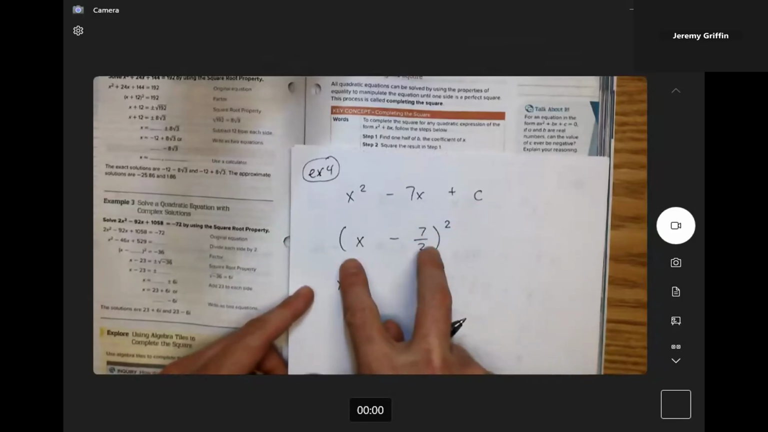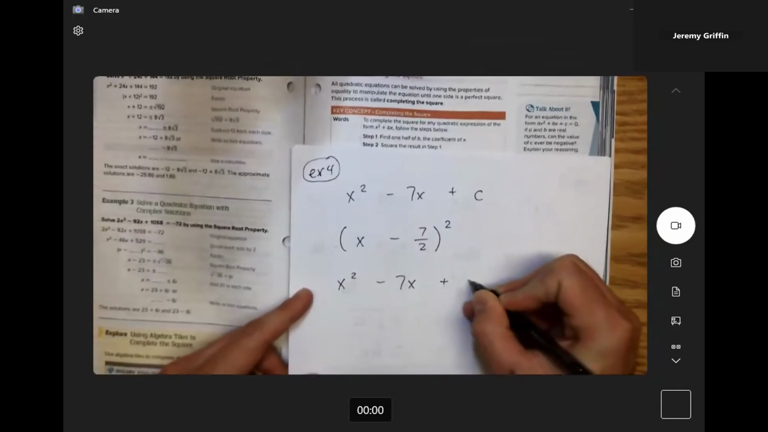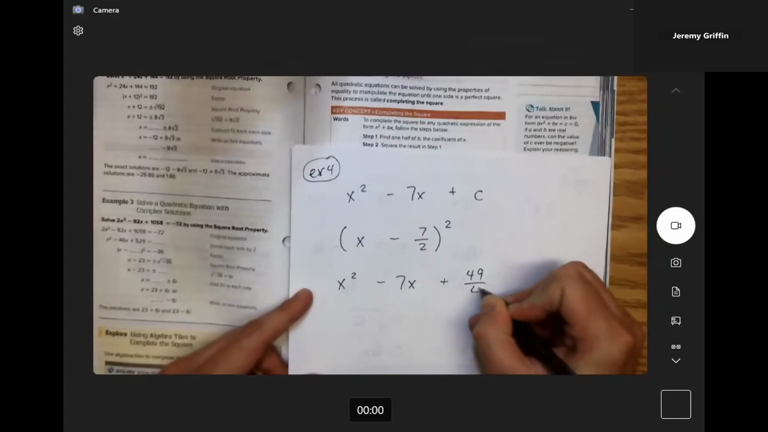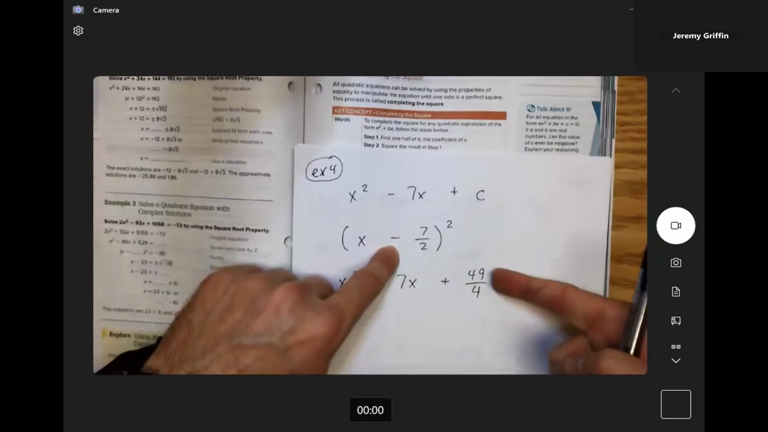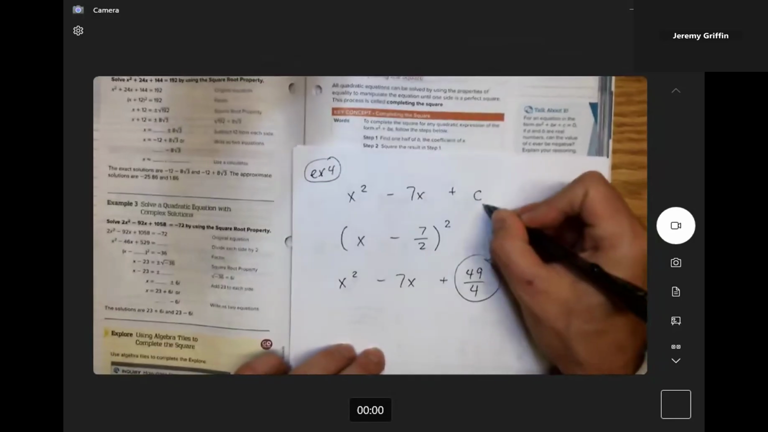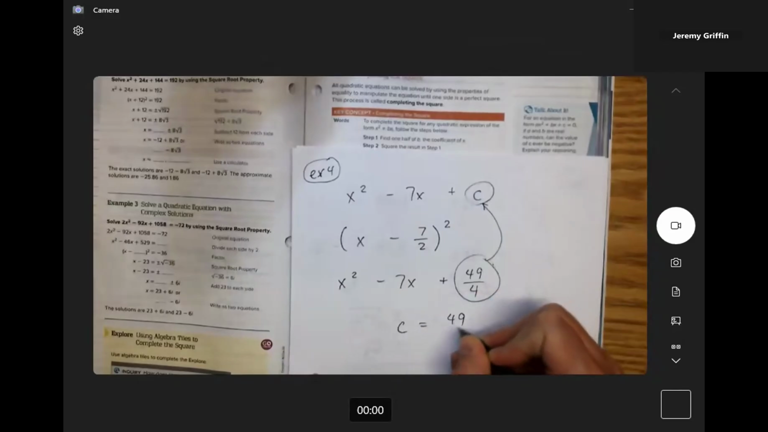All right, so the outside inside would be this, so minus 7x. And then I would have plus 49 over 4, because that's what 7 over 2 squared is. The negative doesn't matter because it gets squared. So this would have to be my c. It's the same thing. So c equals 49 over 4. That should be the answer.